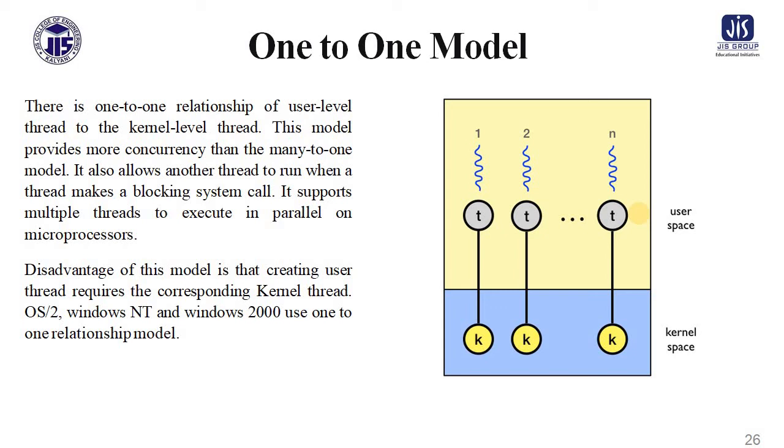Next is the one-to-one model. That means for thread 1, thread 2, up to thread n, there are n number of kernel threads available. So there is a one-to-one relationship of user level threads to kernel level threads. This model provides more concurrency than the many-to-many model. It also allows another thread to run when a thread makes a blocking system call. It supports multiple threads executing in parallel on multiprocessors. A disadvantage of this model is that creating a user thread requires a corresponding kernel thread. OS/2, Windows NT, and Windows 2000 use the one-to-one relationship model.